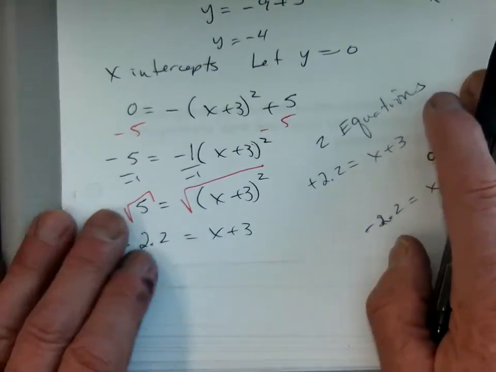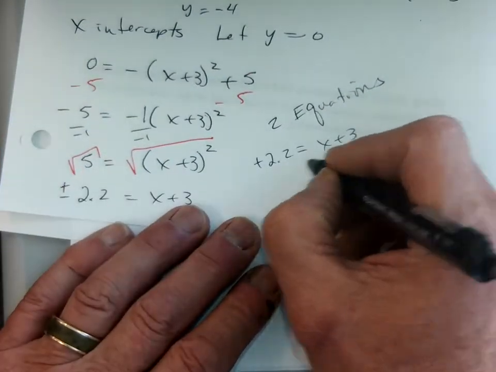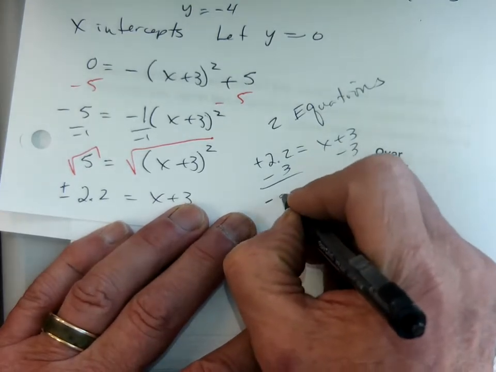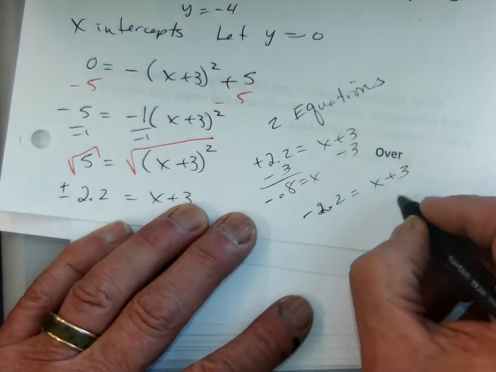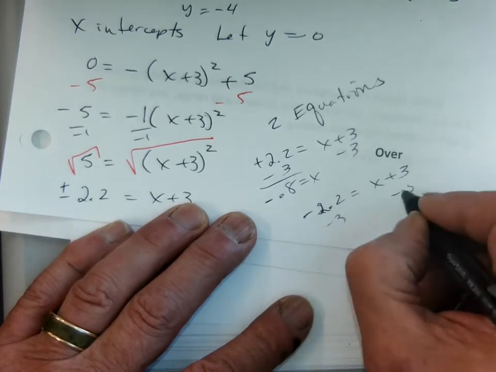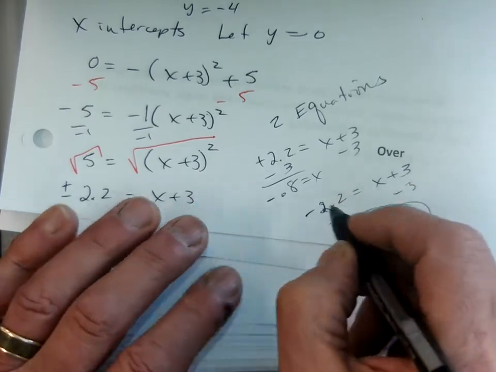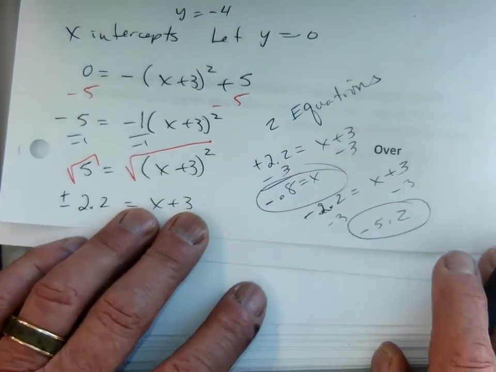All right, now let's solve. Minus 3, minus 3. One answer is negative 0.8. Minus 3, minus 3. And the other answer is negative 5.2. Okay, and I'll let you catch up.